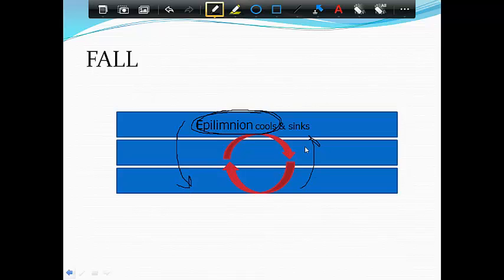And again, we get that mixing of nutrients from the top sinking down and nutrients from the bottom coming back up. Again, this fall mixing is really important to redistributing those nutrients before we set in with that winter stratification again.